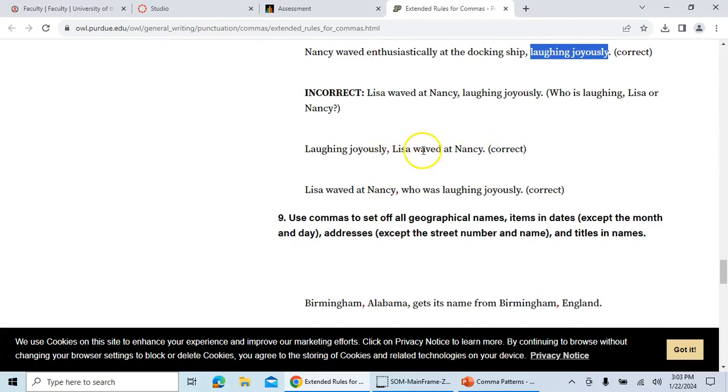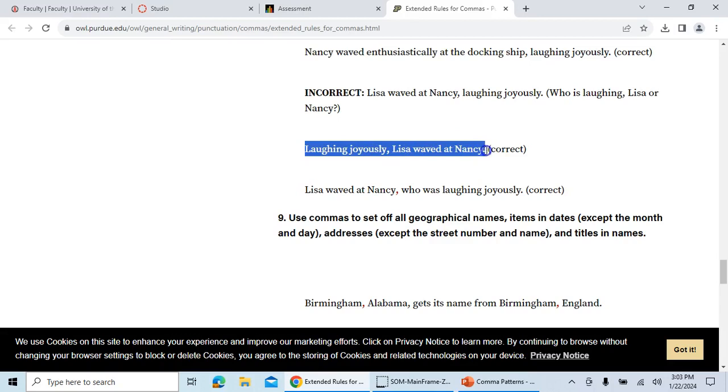Laughing joyously, Lisa waved at Nancy. This is showing us, again, that I think it's Lisa this time that's laughing.